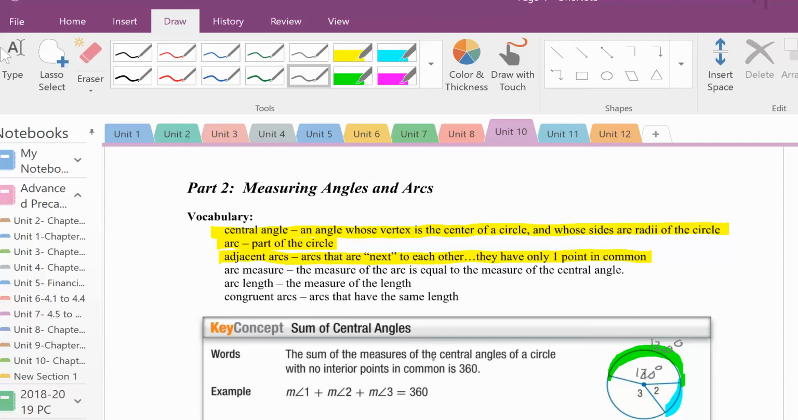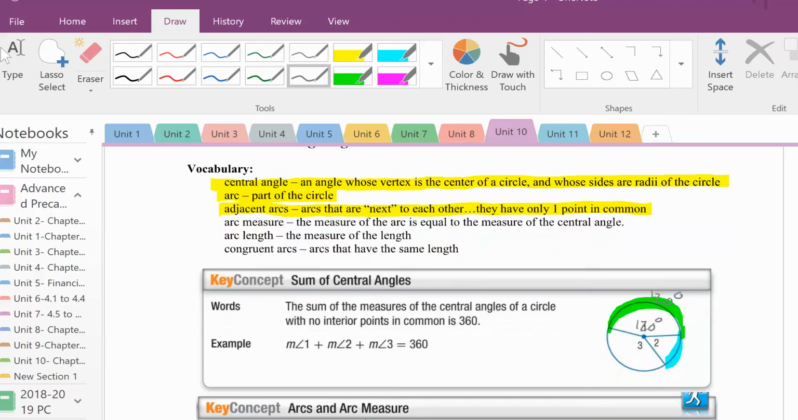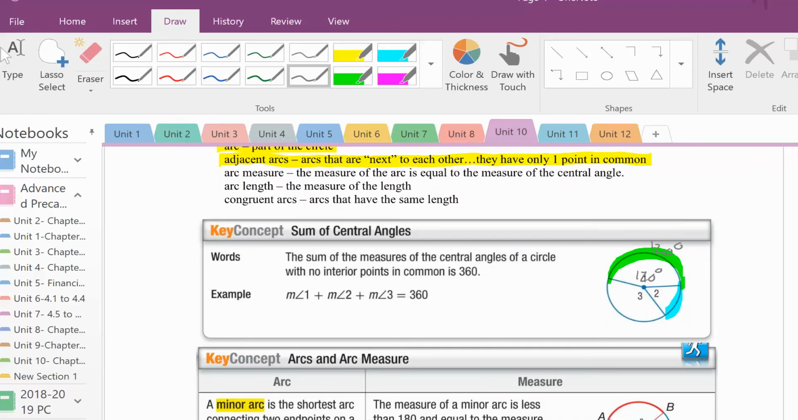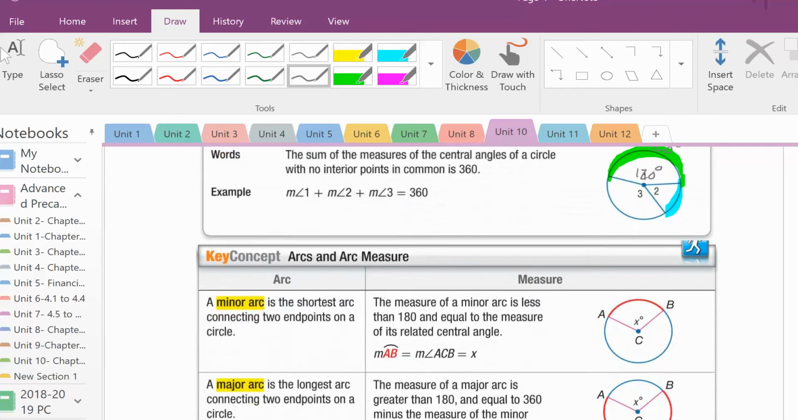Arc length is the measure of the length of the arc. So that would be like the distance. So it's like the circumference part of the arc. And congruent arcs are arcs that have the same length. So if you add up the central angles, notice in a circle, there's 360 degrees. So all central angles have to add up to 360 degrees.